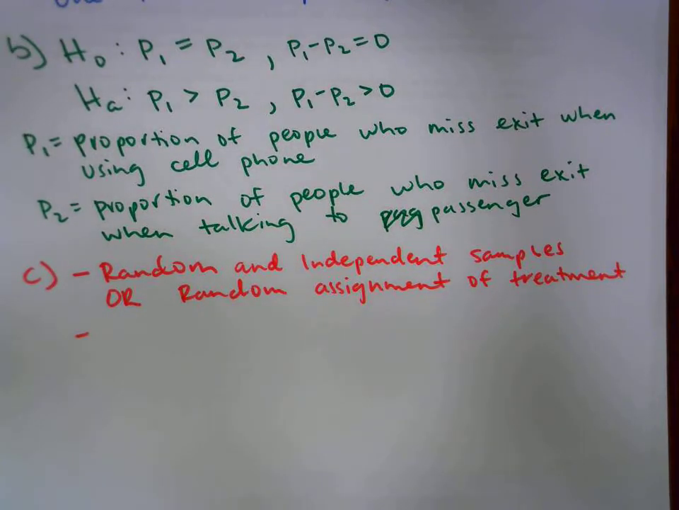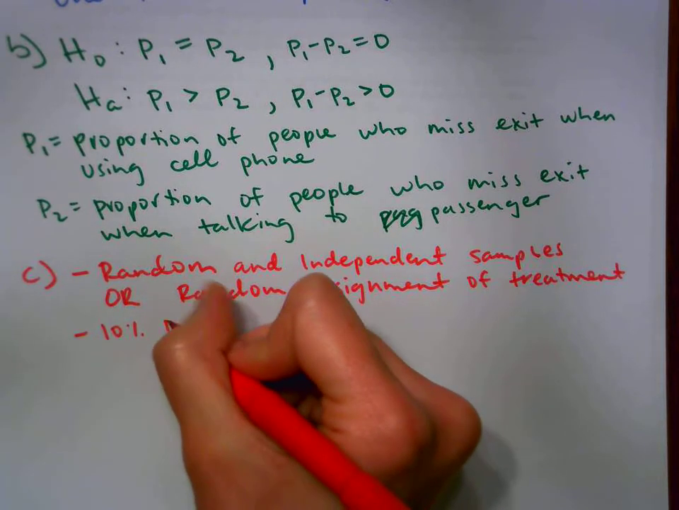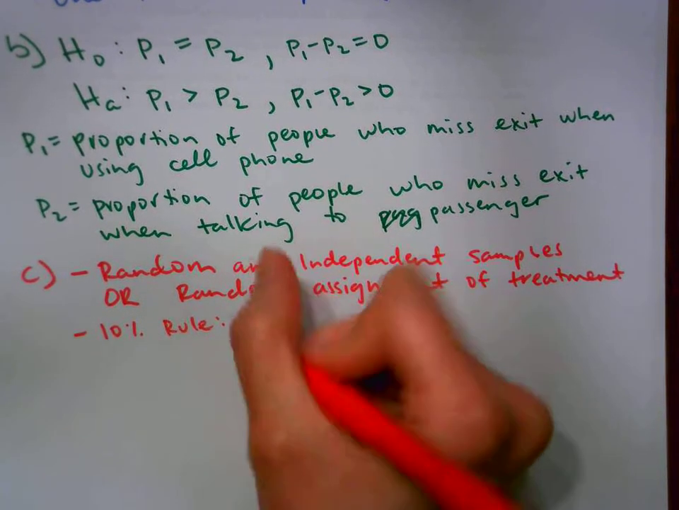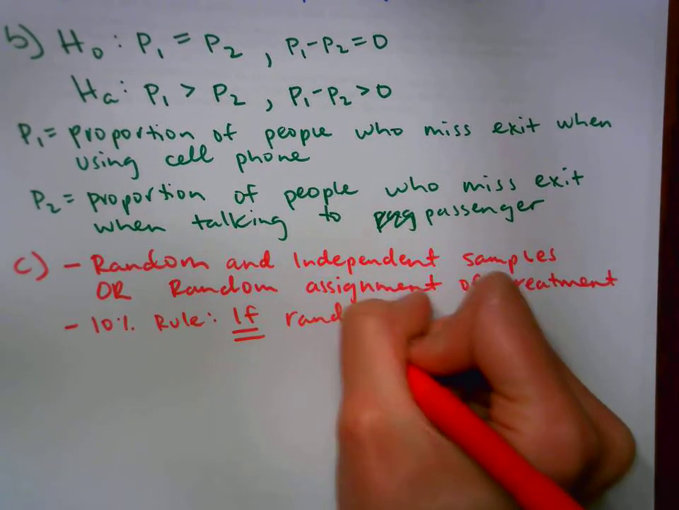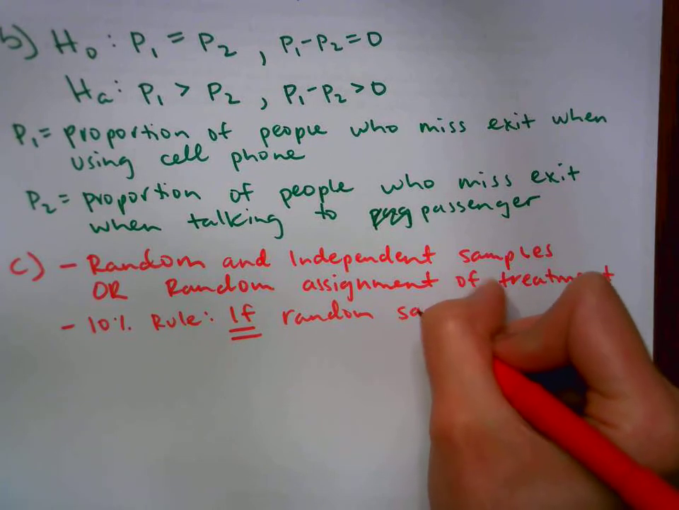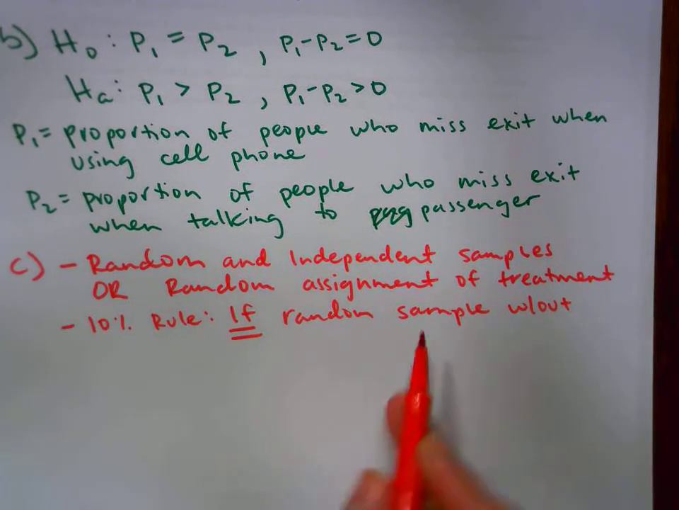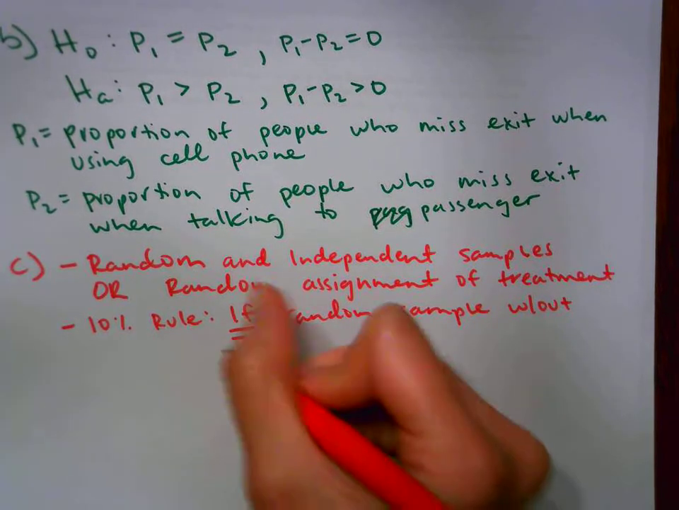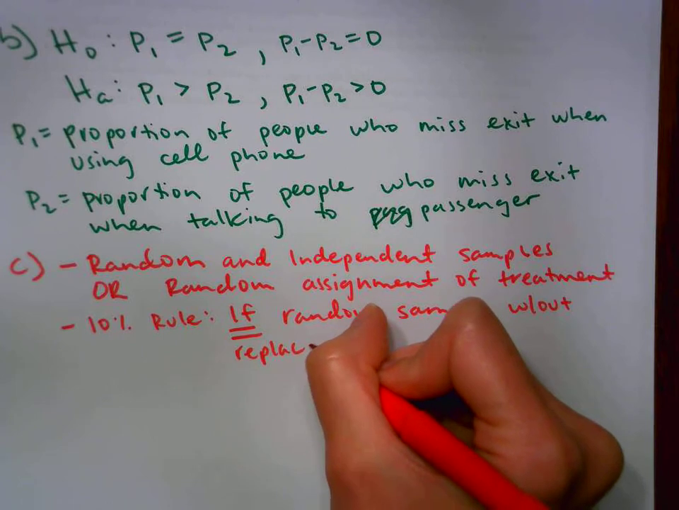Our second condition, you don't always need it, which is important in this case. The 10% condition, or the 10% rule, is only needed for a random sample without replacement, which normally, if you're doing a random sample, it's going to be without replacement because you don't want two of the same person in your sample.